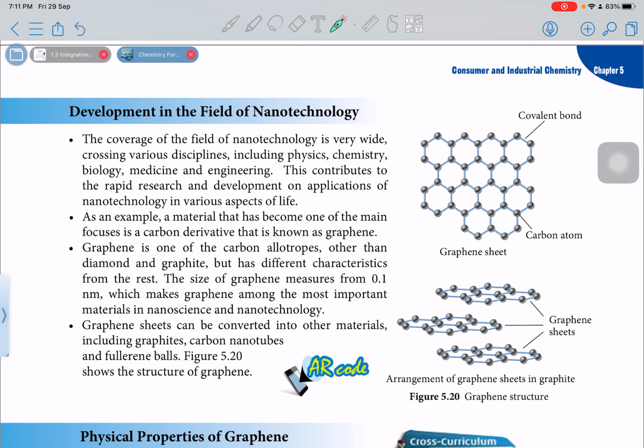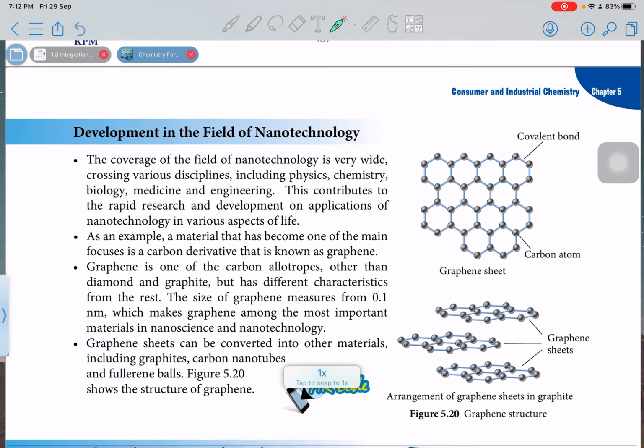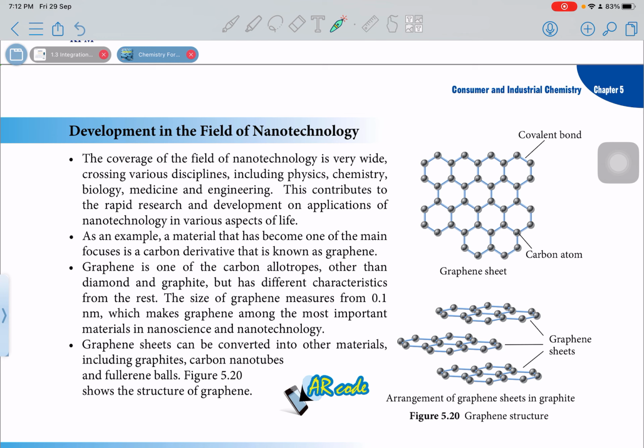Ni contoh dia macam graphene sheet. So graphene sheet, as we know, graphene is made out of carbon. So this is the carbon atom and this is the bond. So this bond is bonded by covalent bond. So this is one of the examples of development in the field of nanotech.